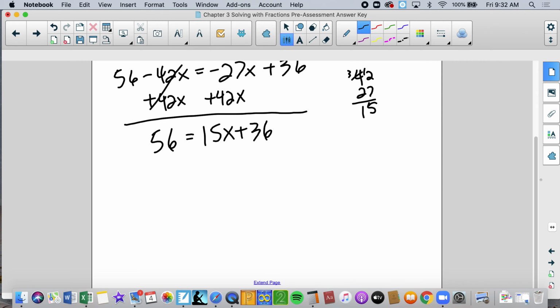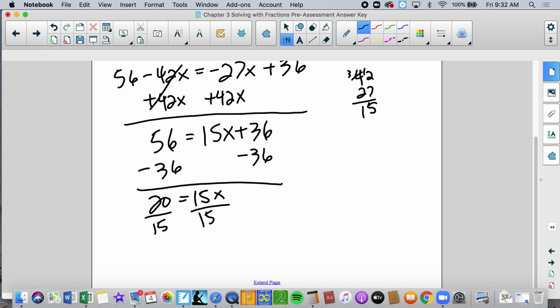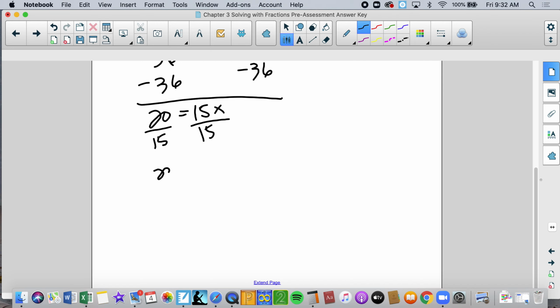And now this is a two-step equation. I'm going to get rid of things being added and subtracted first. That gives me 20 equals 15x. Divide by 15, and I get 20 over 15 equals x, which can be reduced by 5 over 5. 5 goes into 20 4 times. 5 goes into 15 3 times. So my answer is 4/3.